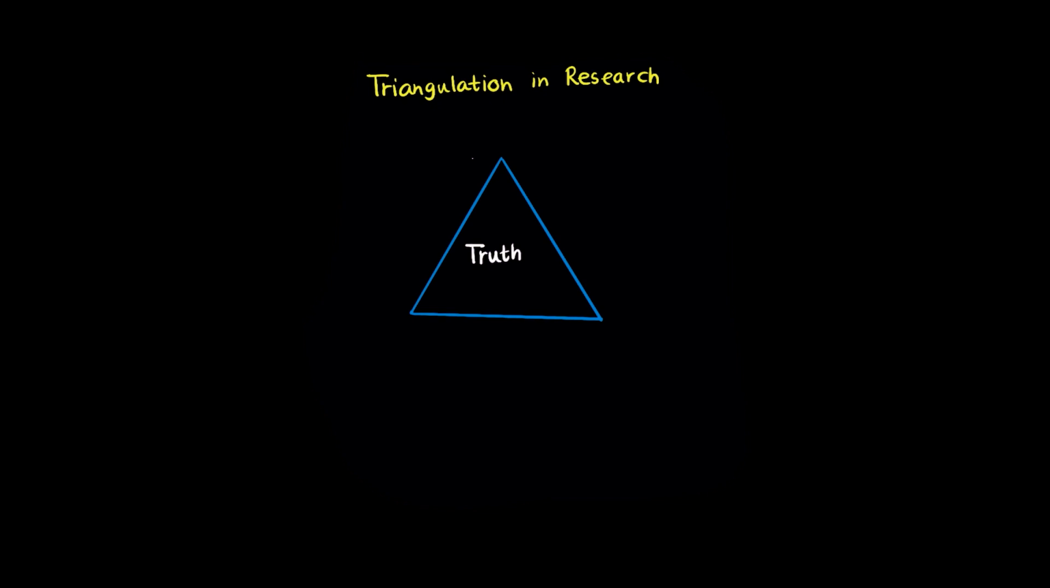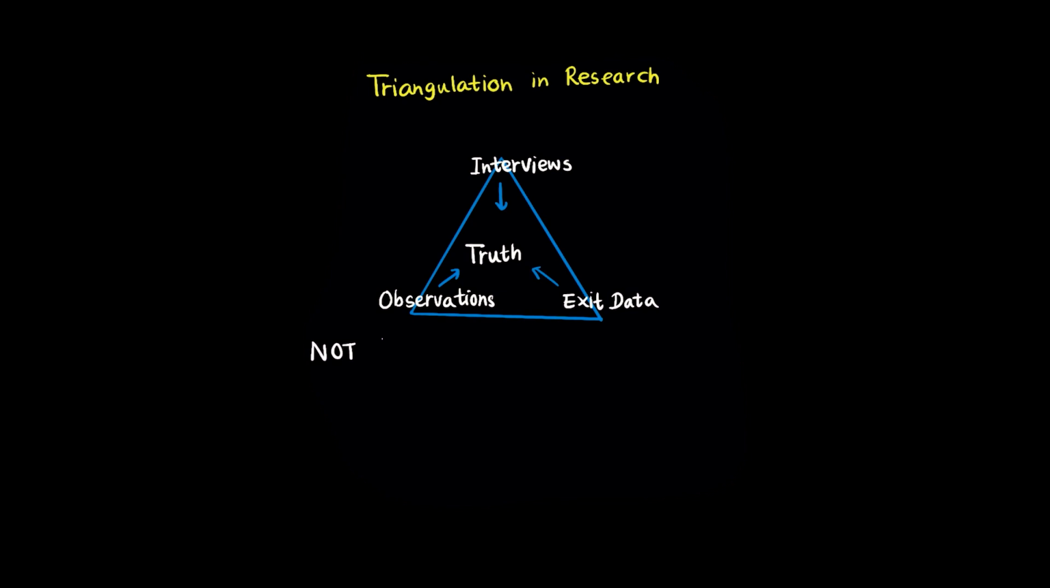Let's explore triangulation, a powerful technique in qualitative research. Imagine you're investigating why employee morale has dropped. You could just send out one survey and call it done, but would that really capture the full picture? Triangulation says no, use multiple approaches. Maybe you conduct interviews, observe workplace interactions, and review exit interview data. Each source provides a different angle on the same problem.